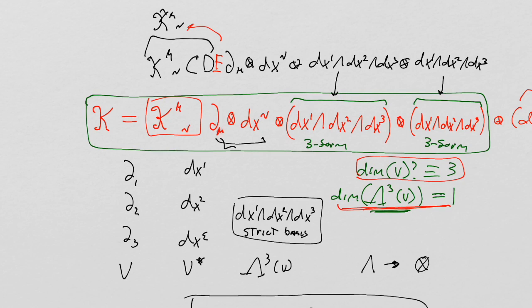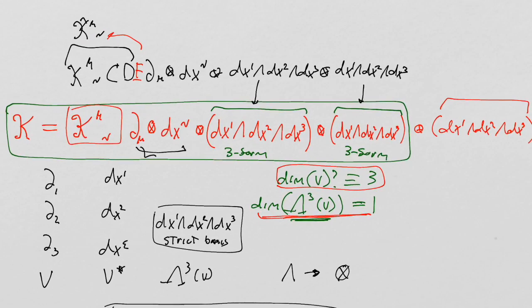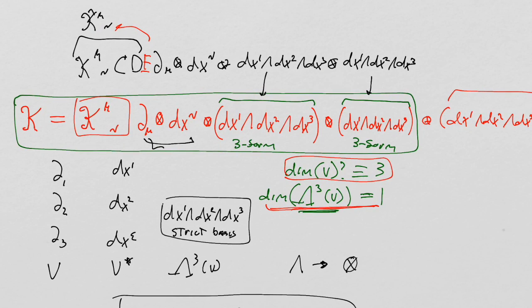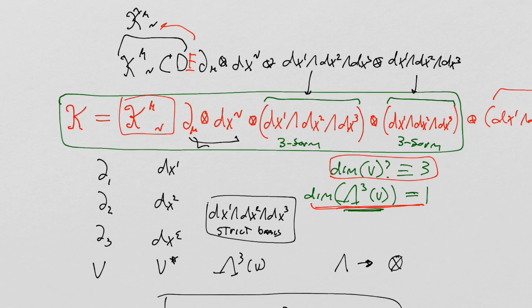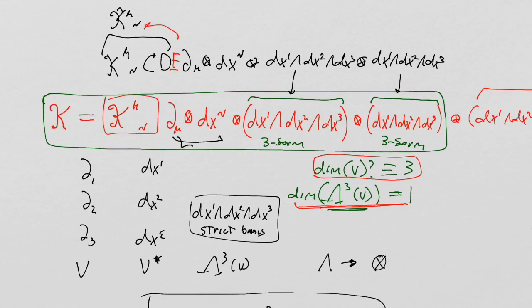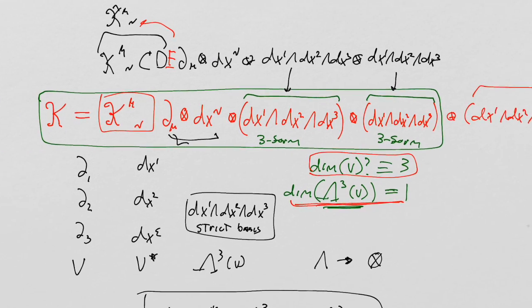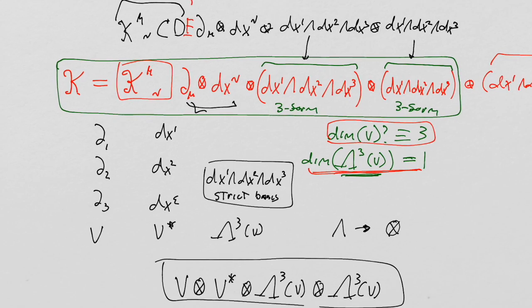So I need to sum over those 3. But there's no sum over this because there's only 1. So this is still the full generality, in full generality, this whole object. The way I've now written it is with 3 3-forms. So the point I'm trying to make is that the rank of K does not change when we add one-dimensional objects to it.